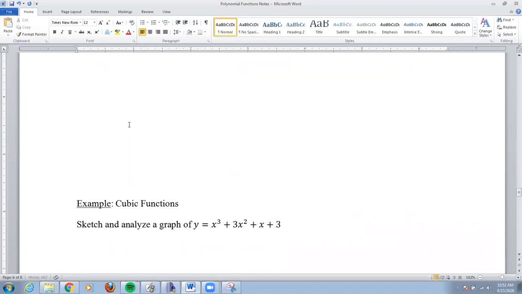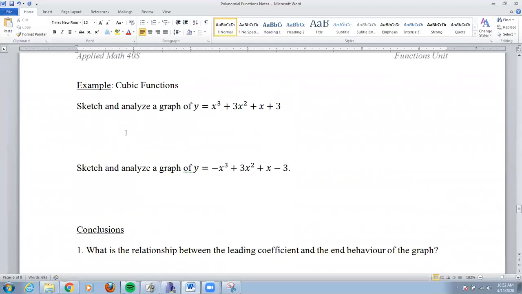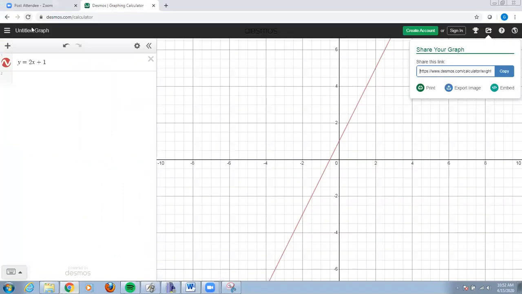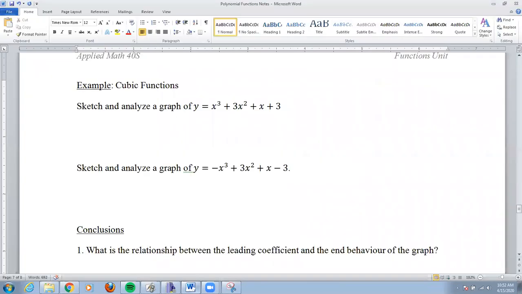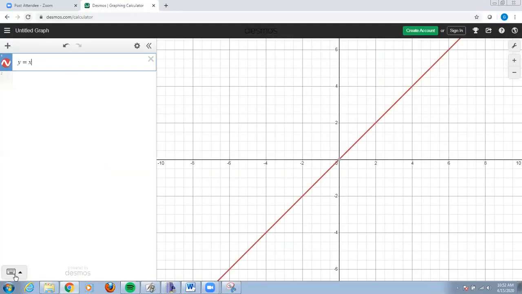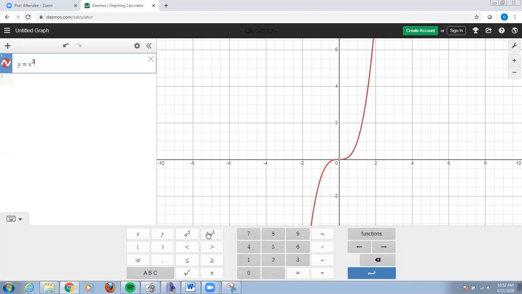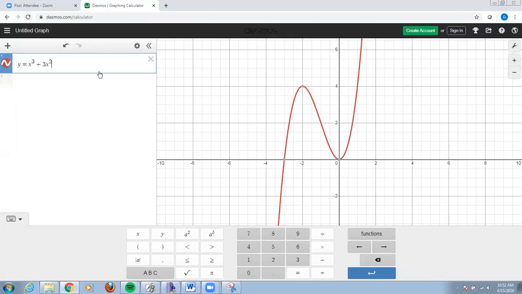Okay, so I will just put this on a new page. So y equals x cubed plus 3x squared plus x plus 3. So everything's positive. Okay. I'm going to reset the graph. So y equals, I already forgot it, x cubed plus 3x squared plus x plus 3. Okay, so there's our graph.